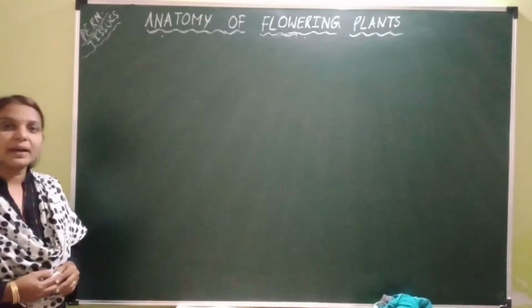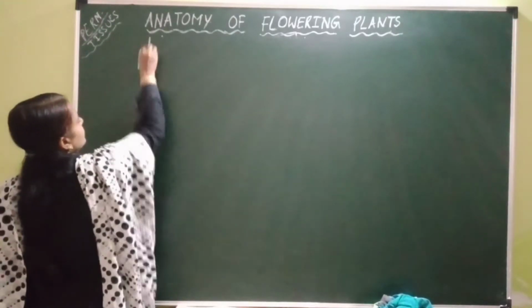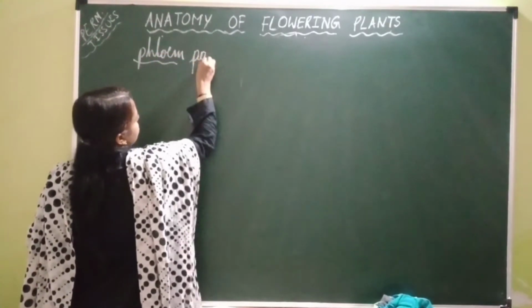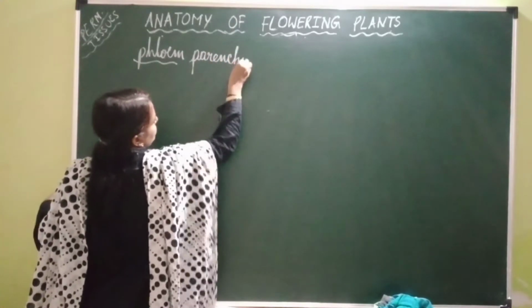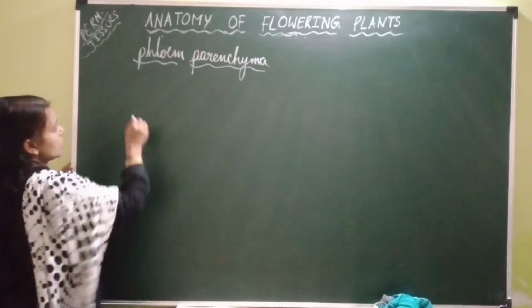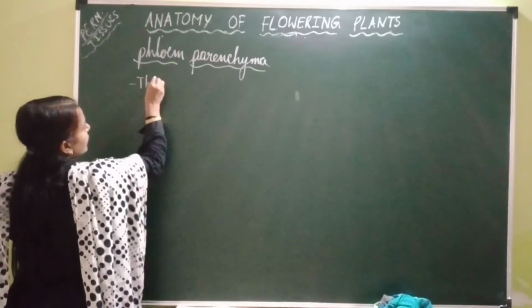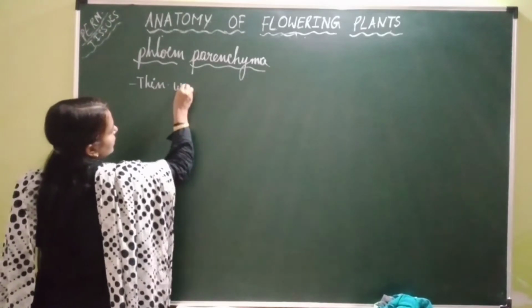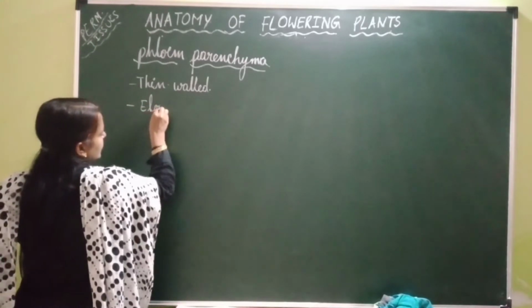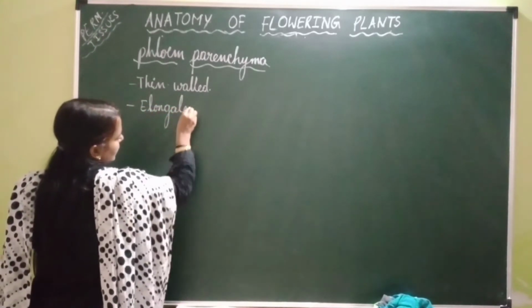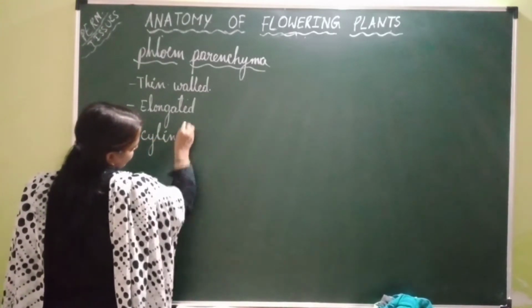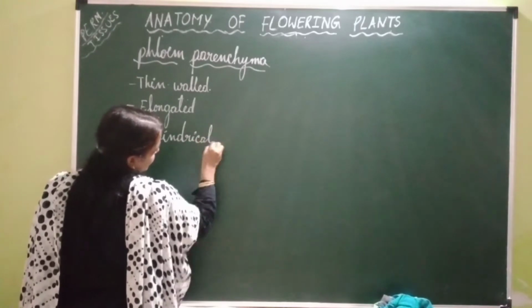Okay, let's study phloem parenchyma now. The cells of this phloem parenchyma are thin-walled, elongated, cylindrical cells.